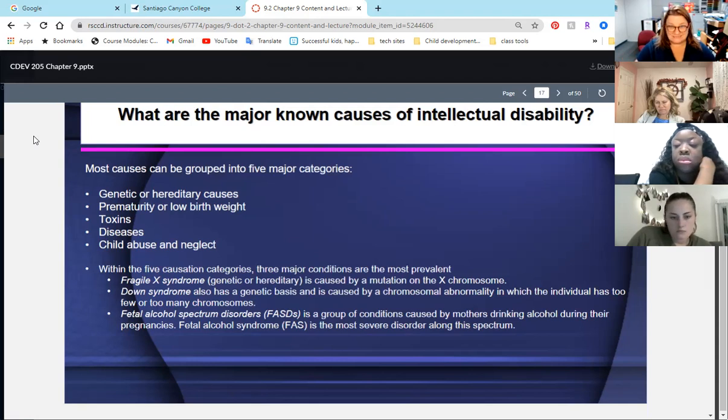It might have some autistic-like features, but it is clearly a genetic marker, whereas autism has no genetic marker. You can't take a blood test for autism. You can take a blood test for Fragile X. They have some similar features, but one clearly has a genetic marker, one does not.